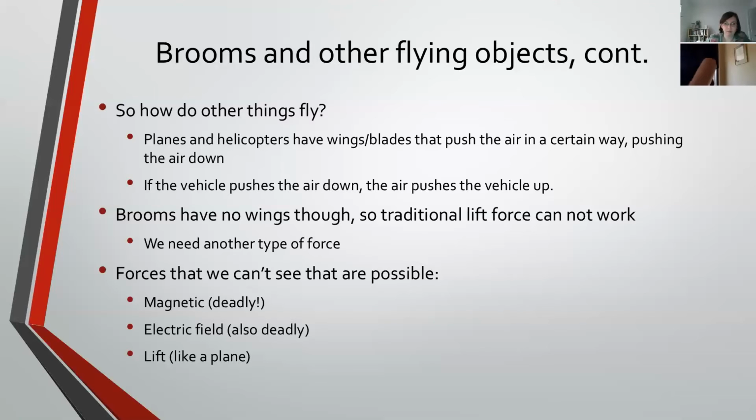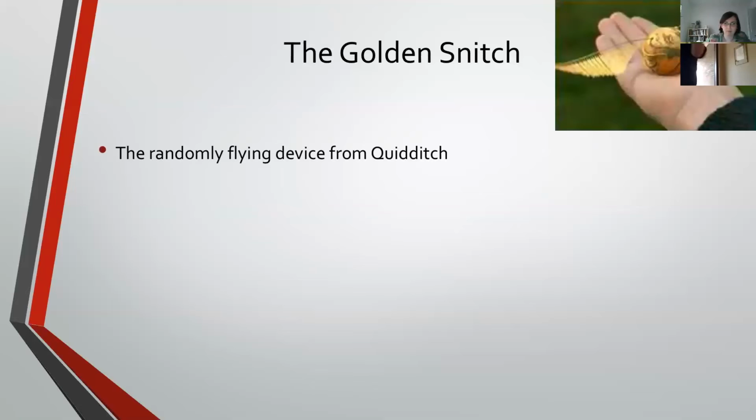Now, the Golden Snitch has its own way of flying because it has wings. And its wings look, I thought, a lot like dragonfly wings. So I compared it to a dragonfly.